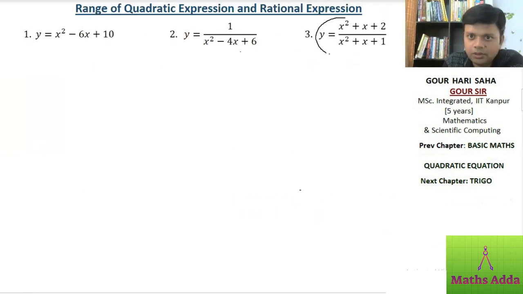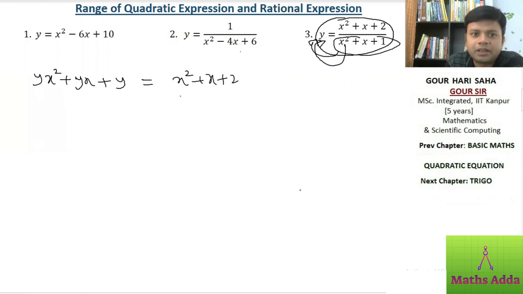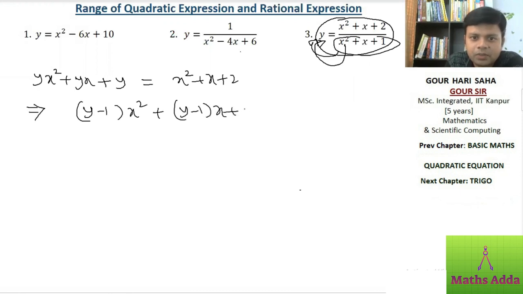So what I will be doing is I will convert this to a quadratic equation. How to do that? Bring this term this side. So it becomes yx square plus yx plus y is equal to x square plus x plus 2. How? Bring this term this side and multiply, right? Now bring all the terms to one side to make it a quadratic equation. It becomes (y minus 1)x square plus (y minus 1)x plus (y minus 2) equal to 0.